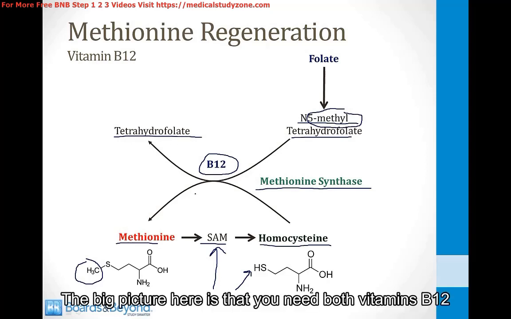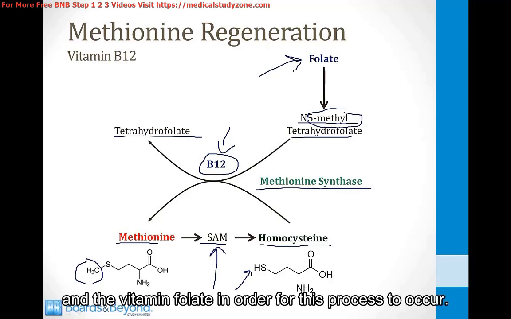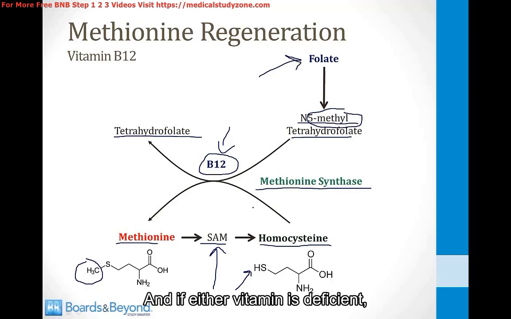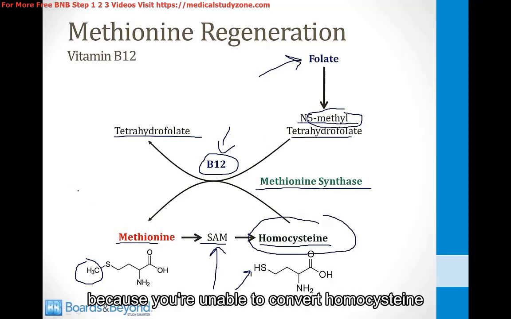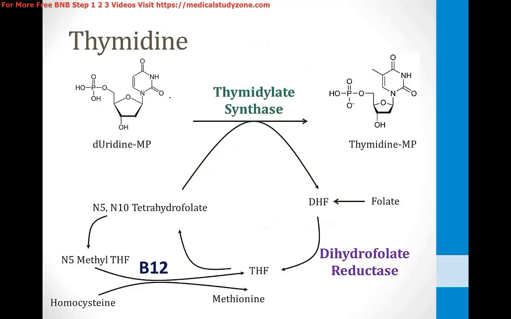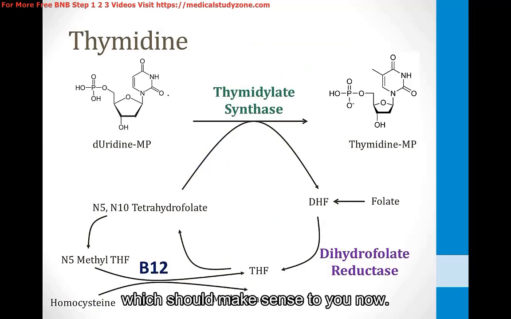The big picture here is that you need both vitamin B12 and the vitamin folate in order for this process to occur, and if either vitamin is deficient, you will have levels of homocysteine in the plasma rise because you're unable to convert homocysteine back into methionine. So back to our big picture slide, which should make sense to you now.